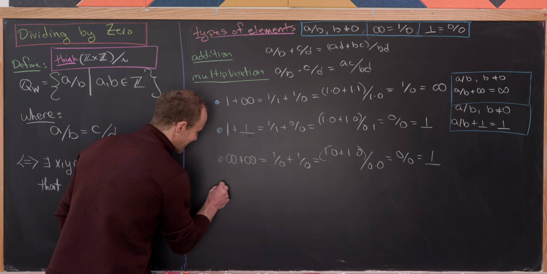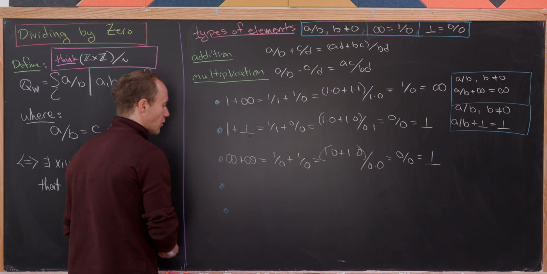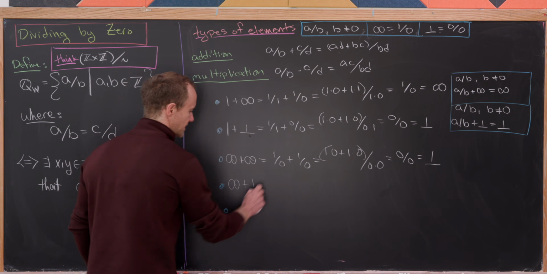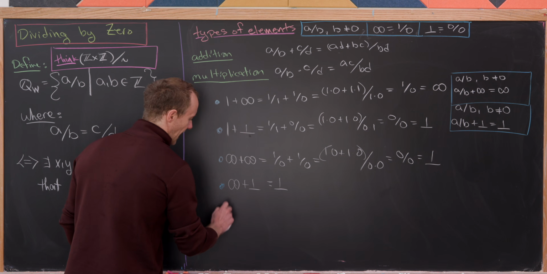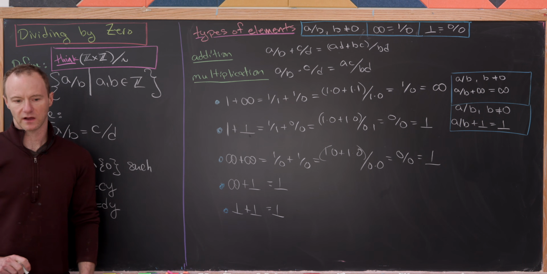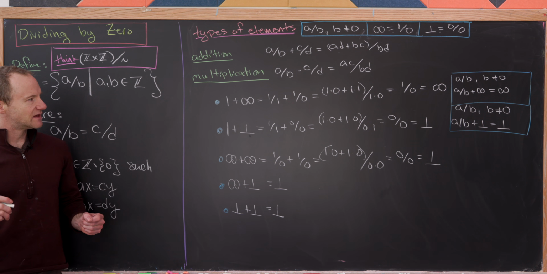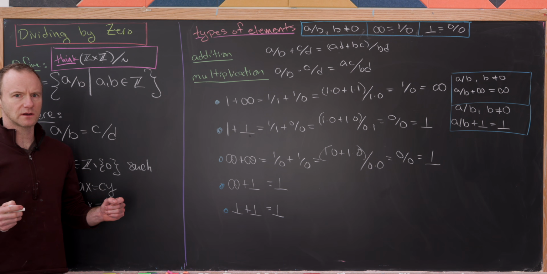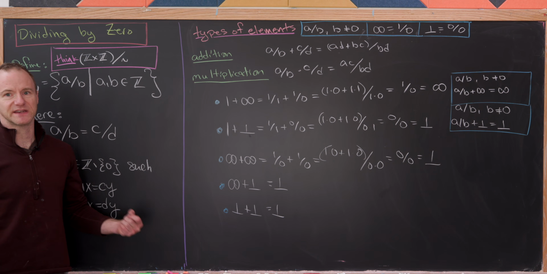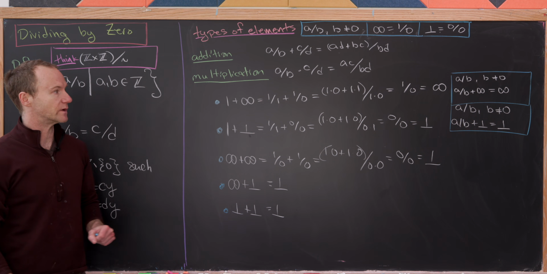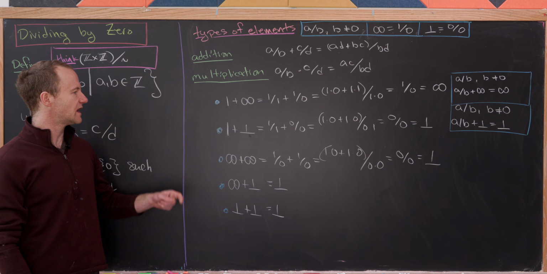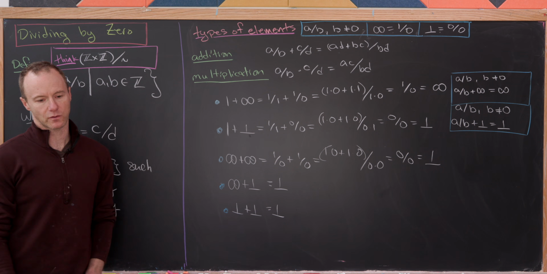And then similarly, and I'll leave these as little homework exercises, you'll find that if you take infinity plus the perpendicular element, you get the perpendicular element. And if you take the perpendicular element plus the perpendicular element, you get the perpendicular element. So in fact, that gives you a complete set of rules for adding these numbers from this extended rational number wheel, if you will. You add them like normal if you've got non-infinite elements, and otherwise, all of these rules help you.